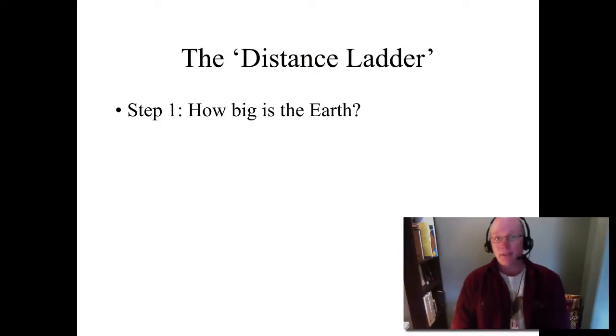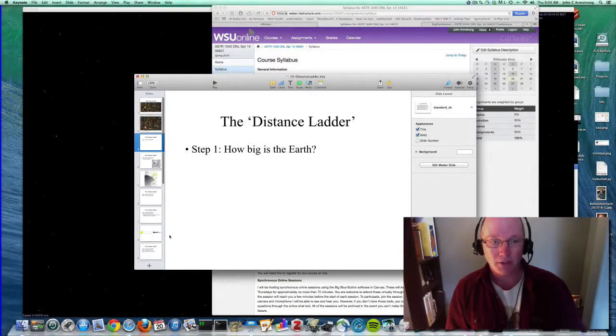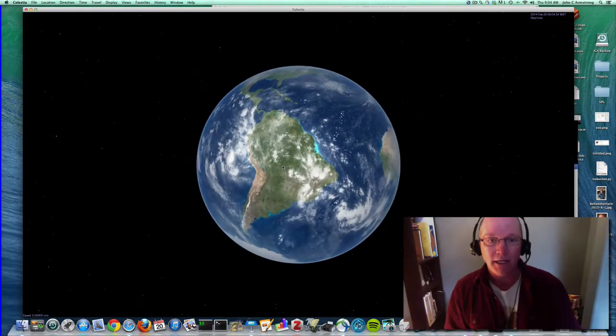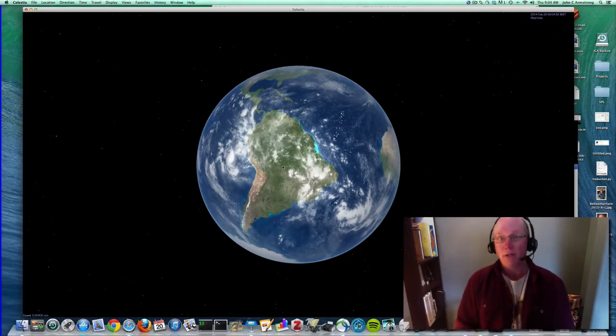So the first step in the distance ladder is just to ask the question, how big is the Earth? Because if we knew how big the Earth was, we might be able to get a sense of how big other things are in the solar system. And I'm going to call up Celestia here very quickly just to get a picture of the Earth so we can see this here. We know the Earth is round and we know that it's a ball. And we can look at it from space and we can measure its size.